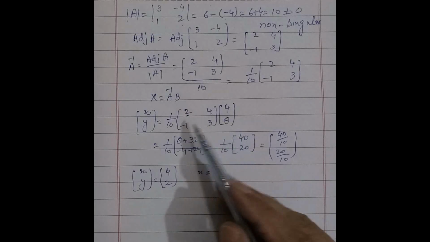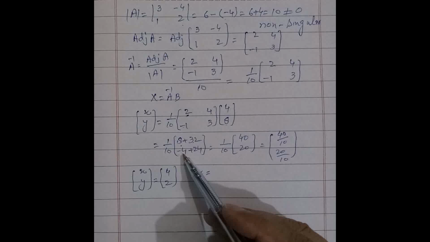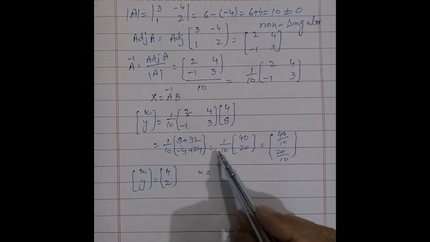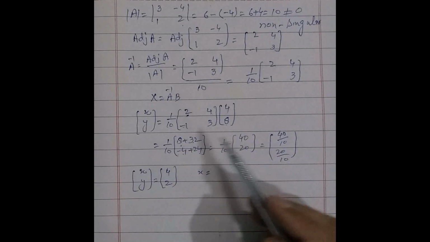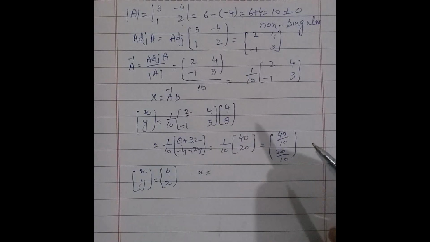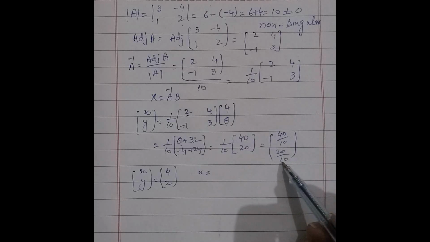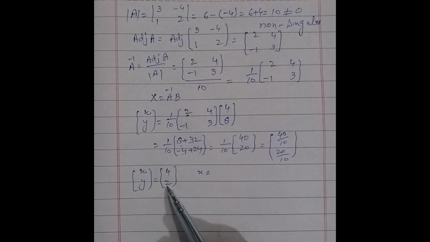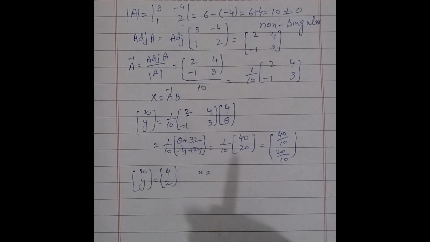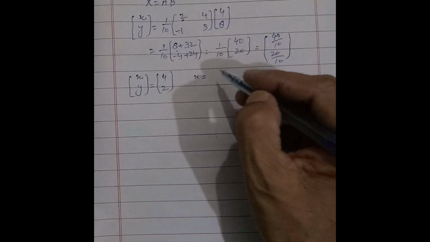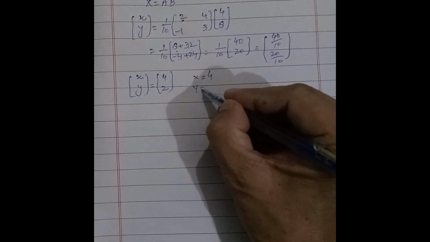Second row with the column is minus 1 multiplied by 4 is equal to minus 4, and 3 multiplied by 8 is equal to plus 24. Now simplify these values. 1 over 10 into 8 plus 32 is equal to 40, minus 4 plus 24 is equal to plus 20. Simplify these values. 40 over 10, 20 over 10, and these are simplified. We get 4 and 2. And we know that when two matrices are equal, their corresponding elements are also equal. So x is equal to 4 and y is equal to 2.